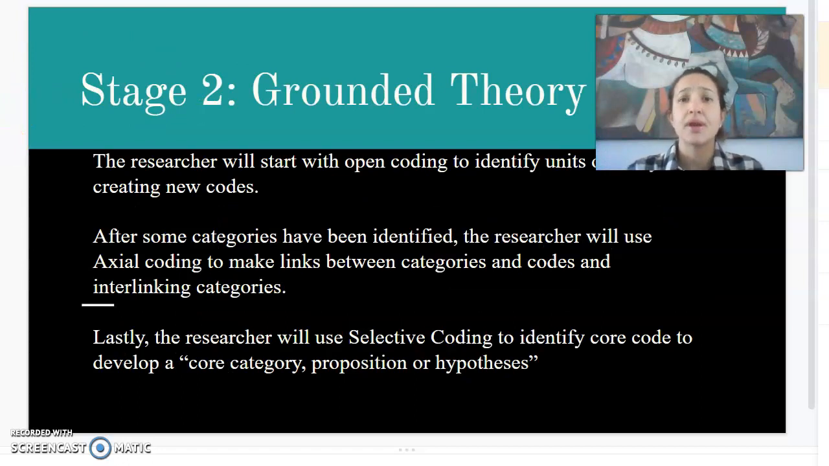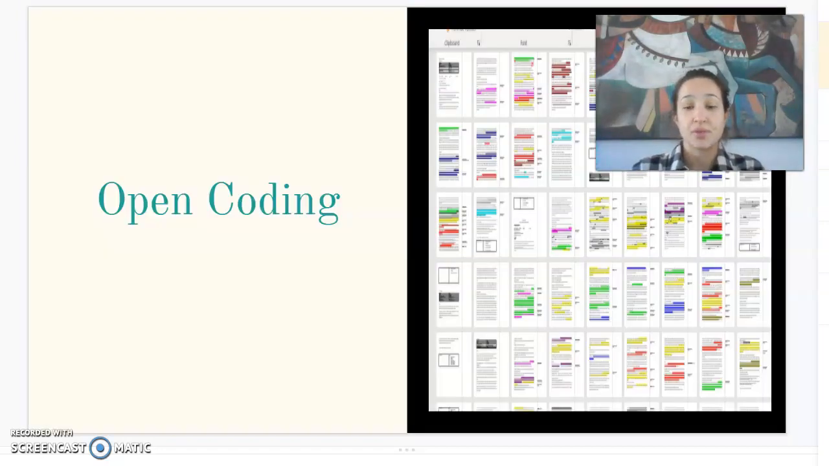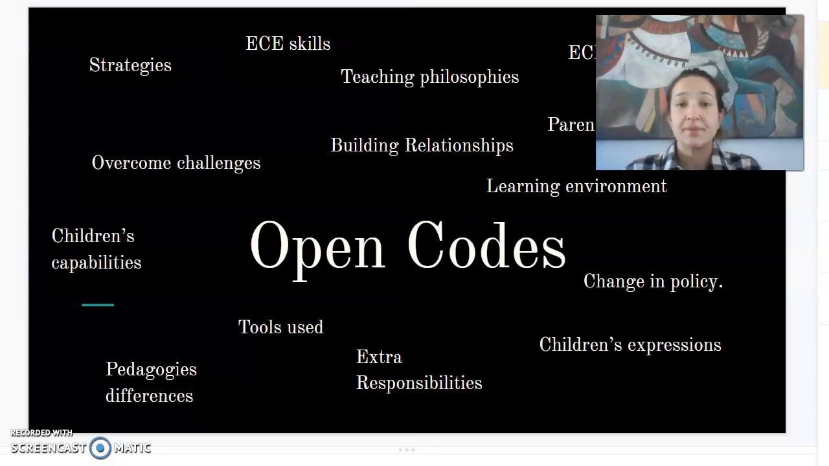In stage 2, I used the grounded theory method to analyze my data. I started with open coding to identify units of analysis, creating new codes every time I encountered something new. Then I used axial coding to link those open codes into broader units of analysis. And then I used selective coding to identify a core code, or what we call a theme, for my research questions.